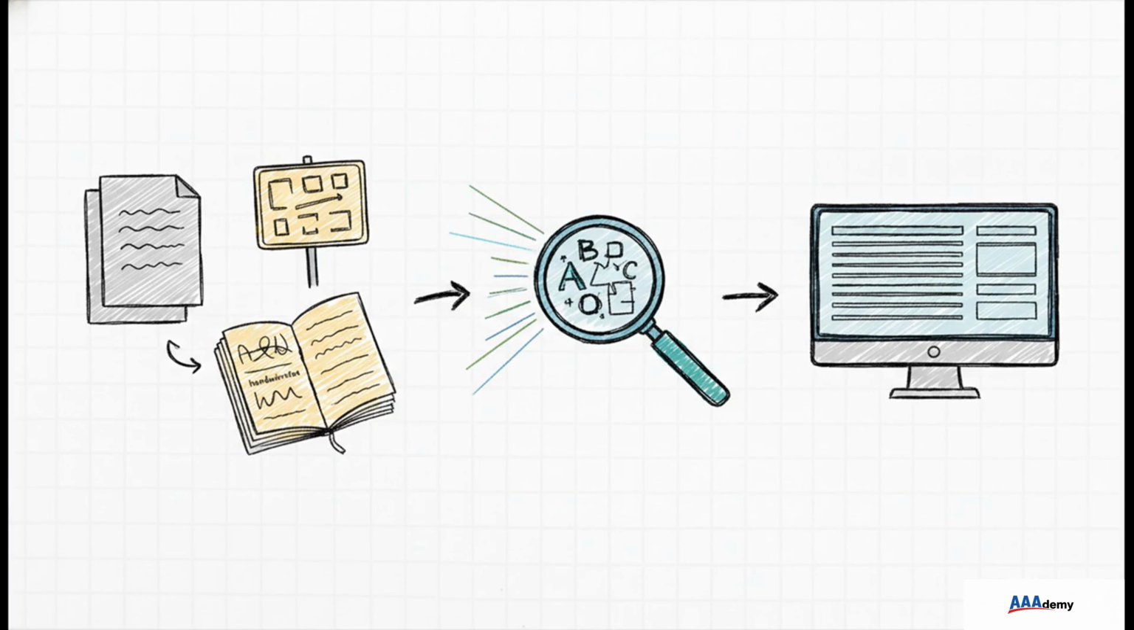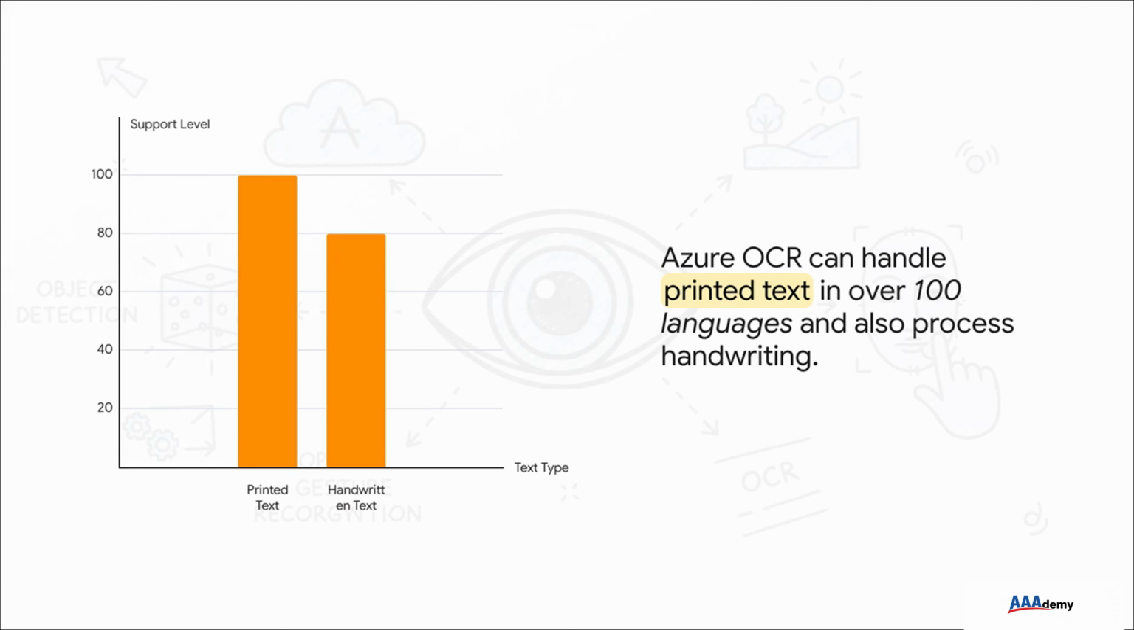Next up is something called optical character recognition, or OCR for short. And honestly, this is like a superpower for your apps. It lets them read text from, well, pretty much anywhere. Photos, scanned documents, even messy handwriting. Now, what's really wild here is just how much it can handle. We're talking printed text in over 100 languages. And yeah, you heard that right, it can even figure out handwritten notes, which, let's be honest, is super tough.